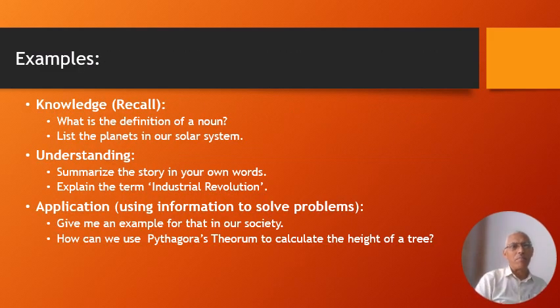So let me give us examples. Knowledge or recall. What is the definition of a noun? List the planets in our solar system. This is knowledge level, and the objective would have been at that level as well. Understanding. Summarize the story in your own words. Explain the term industrial revolution. These are understanding.